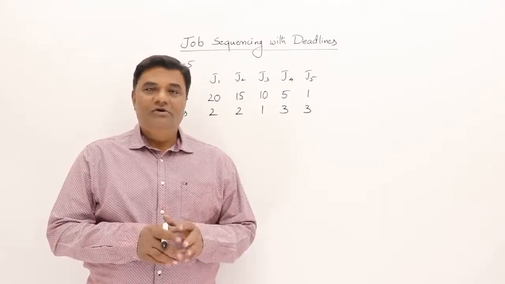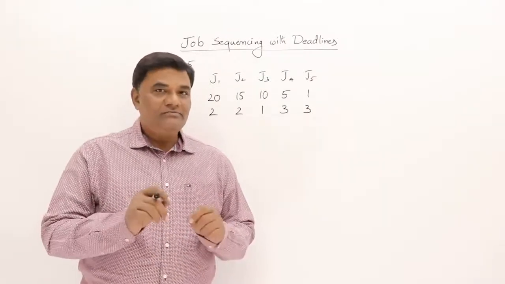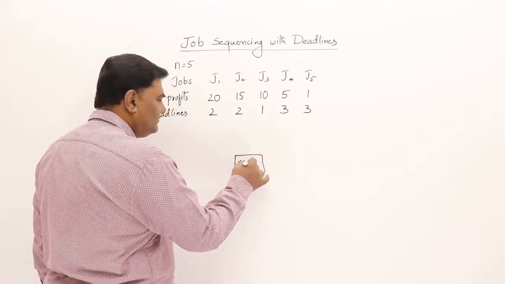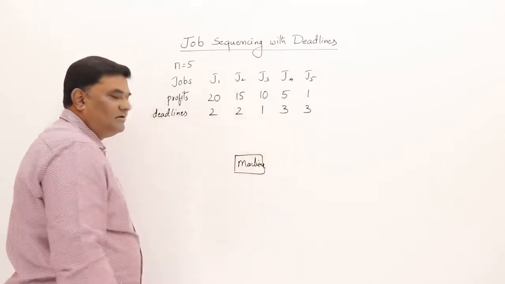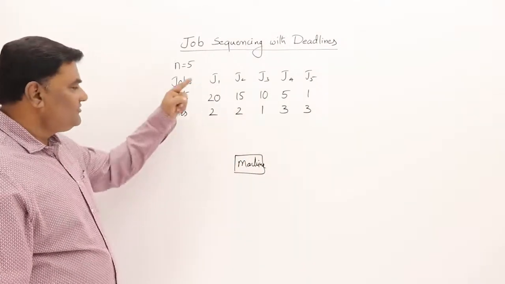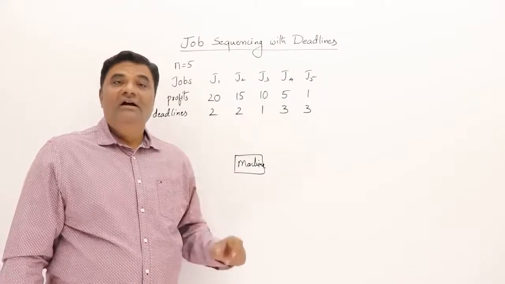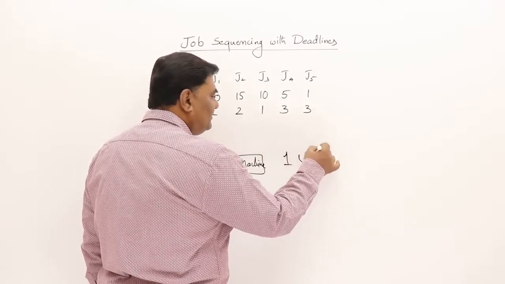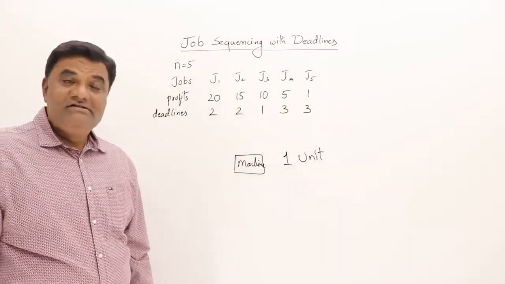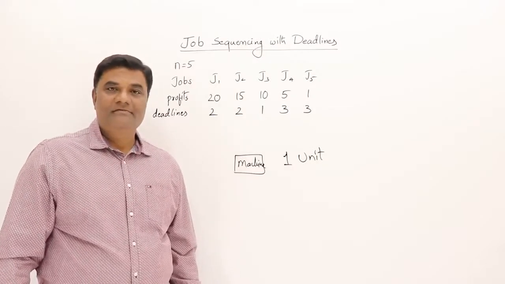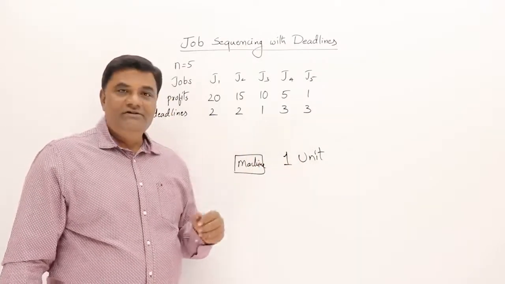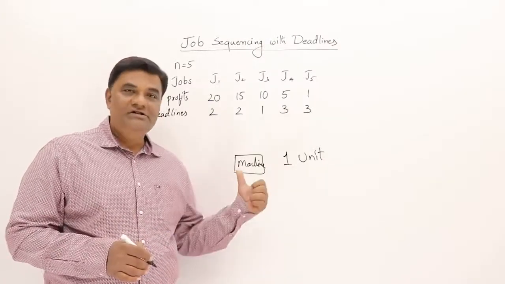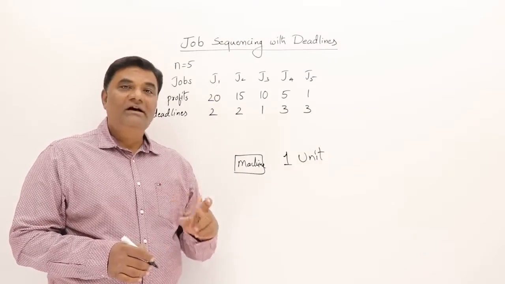Now let us understand what all this means. Assume that there is a machine, and on that, each job has to be processed. Each job takes 1 unit of time for completion. This is the assumption in the problem. So what is this 1 unit? I will assume it as 1 hour. So on the machine, each job needs 1 hour for its completion.